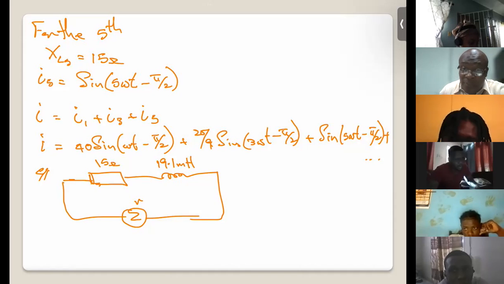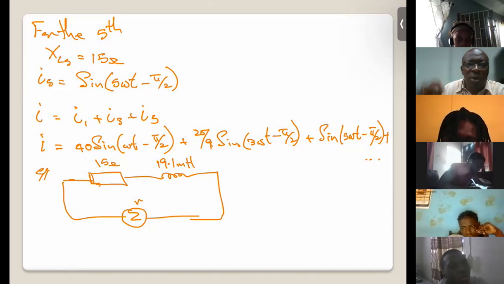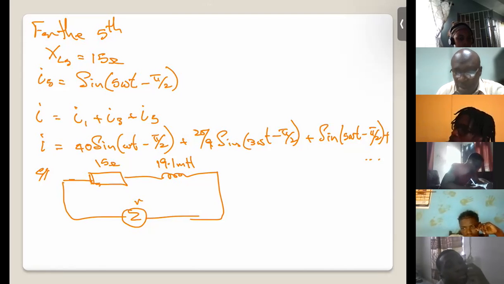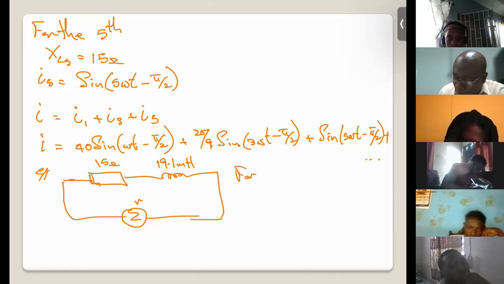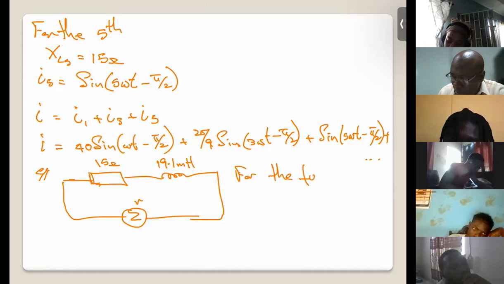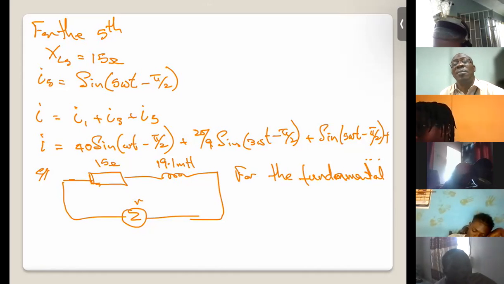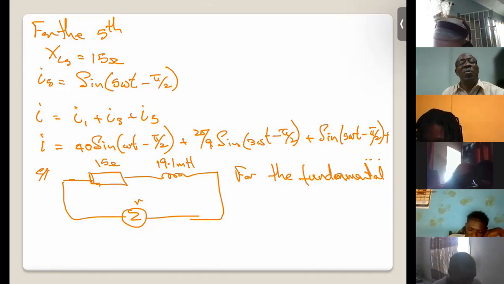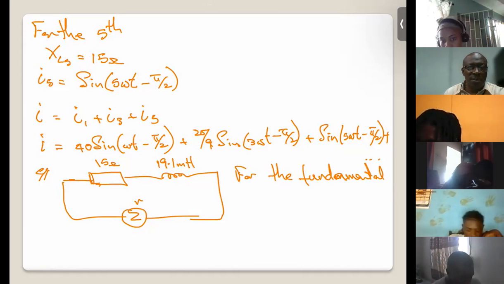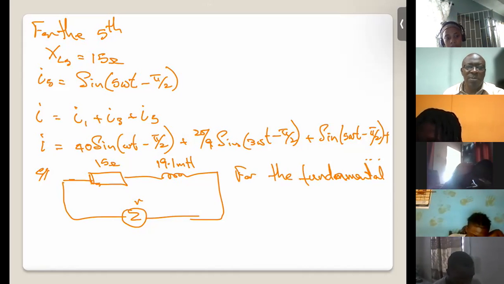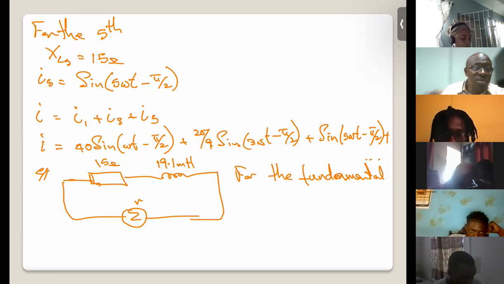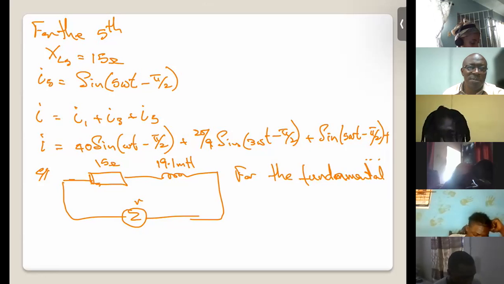Thank you very much, Mr. Sterling. The first thing we do is to state which of the components we are dealing with. So we start with the fundamental. I can't spell anymore, but anyway, you understand. That's fundamental. So at the fundamental, what do I need to determine? Look back at what you just wrote. What is it that you need to determine?